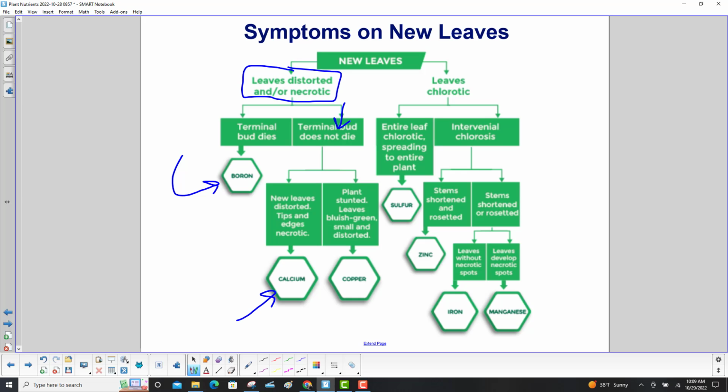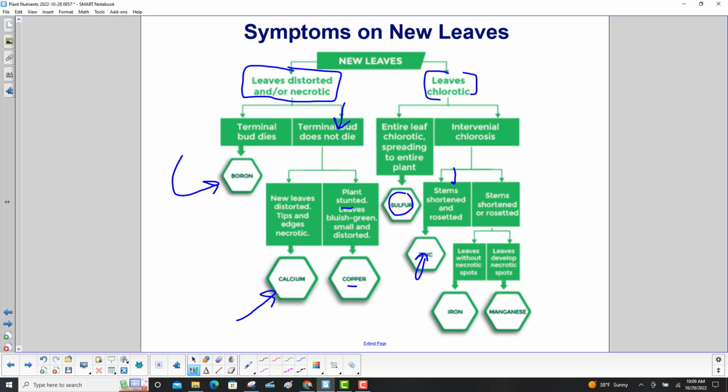If the plant is stunted, which means it's not growing, and the leaves are bluish green, small and distorted, you need copper. What if the leaves are chlorotic? That's just a fancy name for they're yellowing. If the entire leaf is chlorotic, spreading to the entire plant, you need more sulfur.